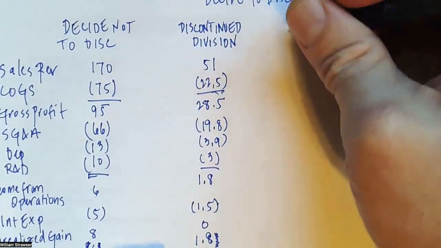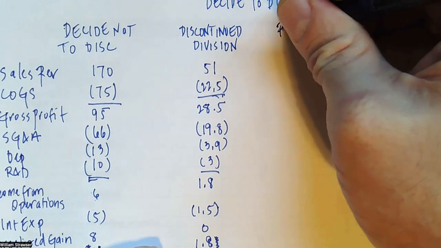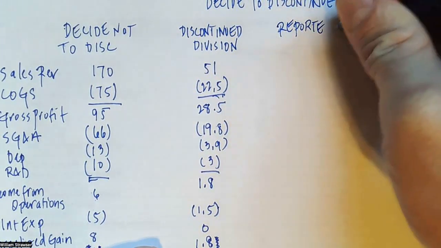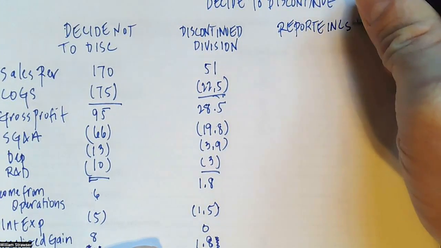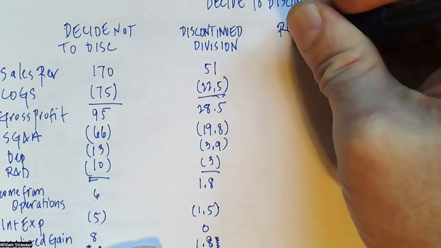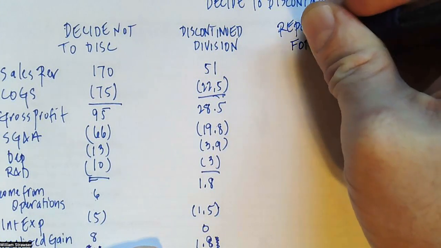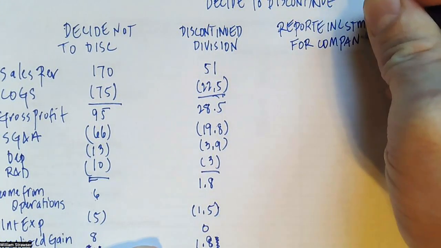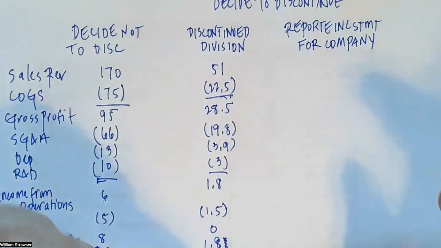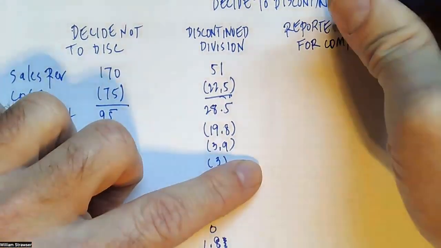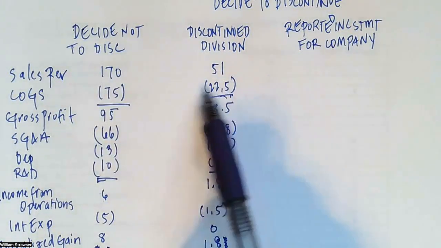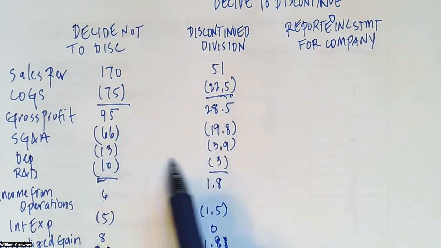This would be the reported income statement for the company with the decision to discontinue. Now, oops, I forgot a D. Reported income statement for the company. Now, what we're going to do is just take the difference here, up here, right?